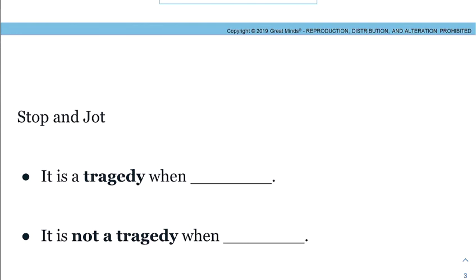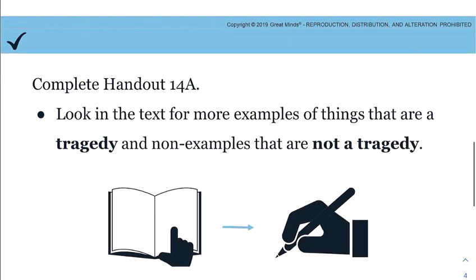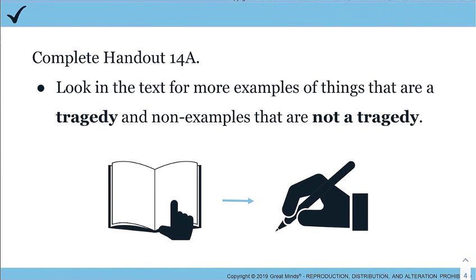As you can hear in those examples, tragedies are really horrible events. They're just unfortunate. We are going to complete handout 14. You can look in the text for more examples of things that are tragedies, some really unfortunate things that happened to the pioneers on their journey.